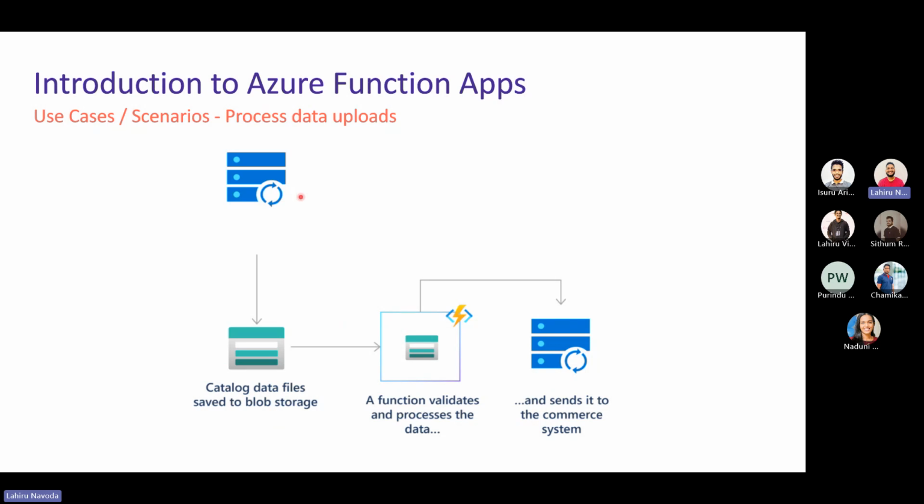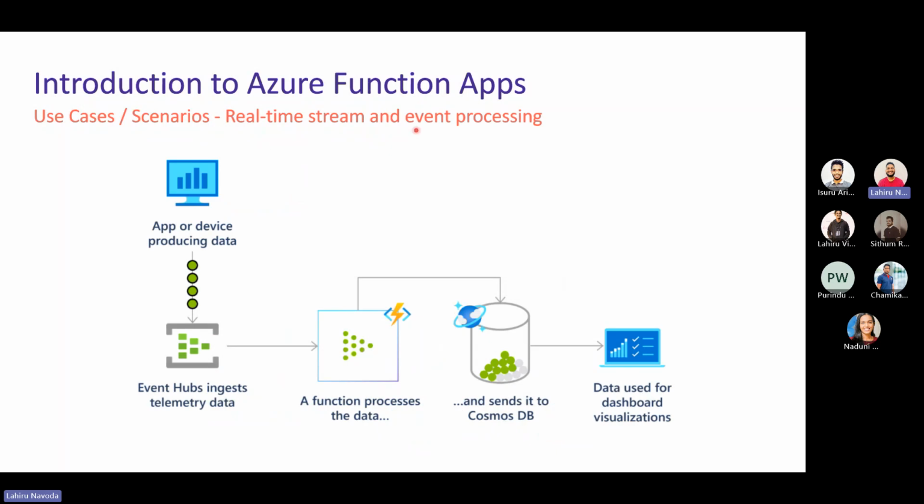This is the first use case. The second use case would be real-time stream and event processing. In this system, you have this function triggered by event hubs. Into these event hubs, an app or device produces data, and the event hub ingests telemetry data coming from this app or device. The function is triggered from the event hub, and you can process data and output it into a database or any other service or system as you like. So this is one use case.